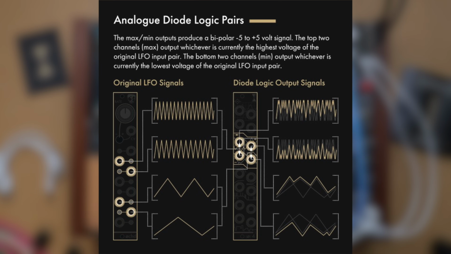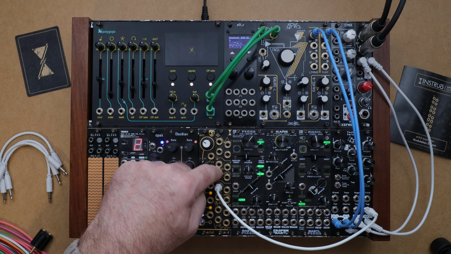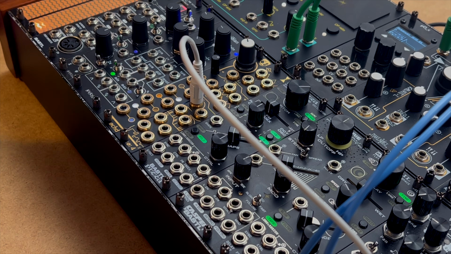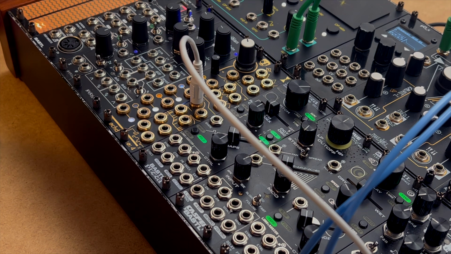So the idea here is that it takes the 4 LFOs, these two output the maximum values at that point in time, and these two are the minimum values. So you get very varying kinds of wave shapes coming out of here because these are constantly shifting and changing and they're not fully in sync with each other.